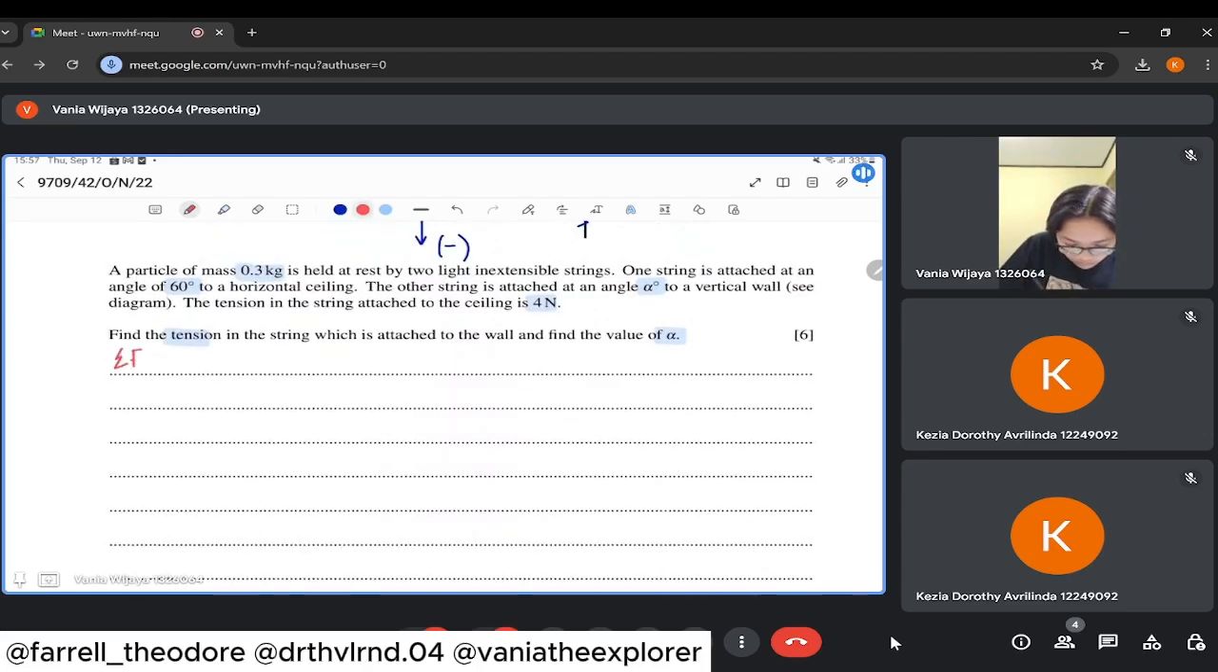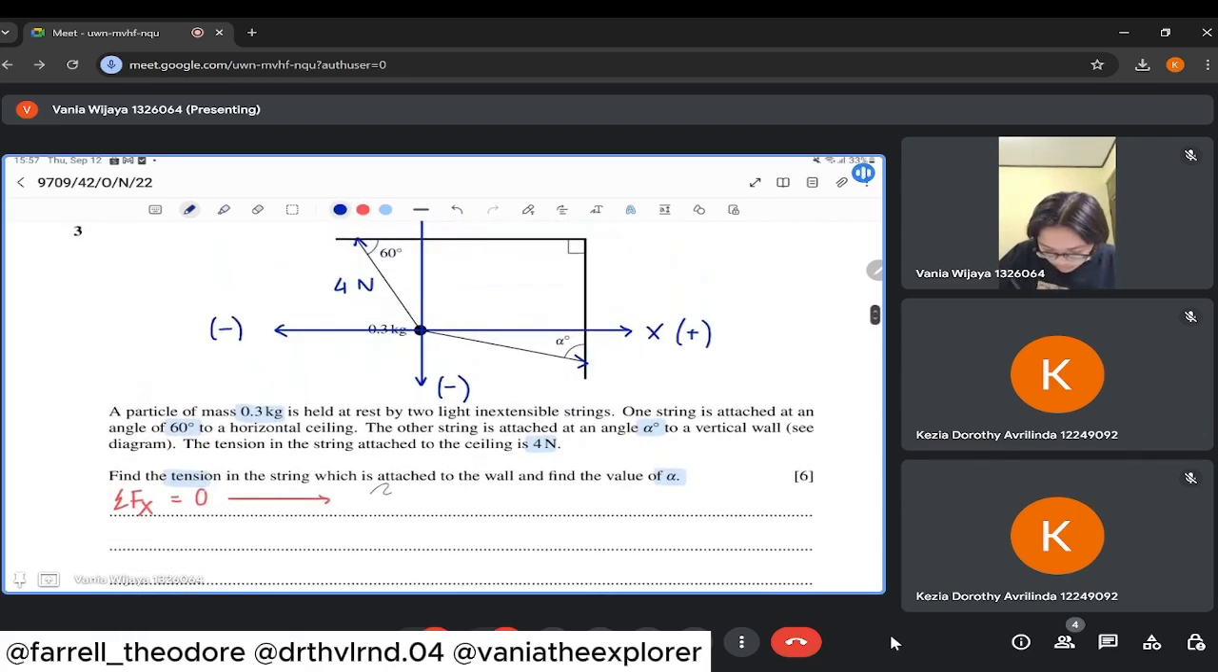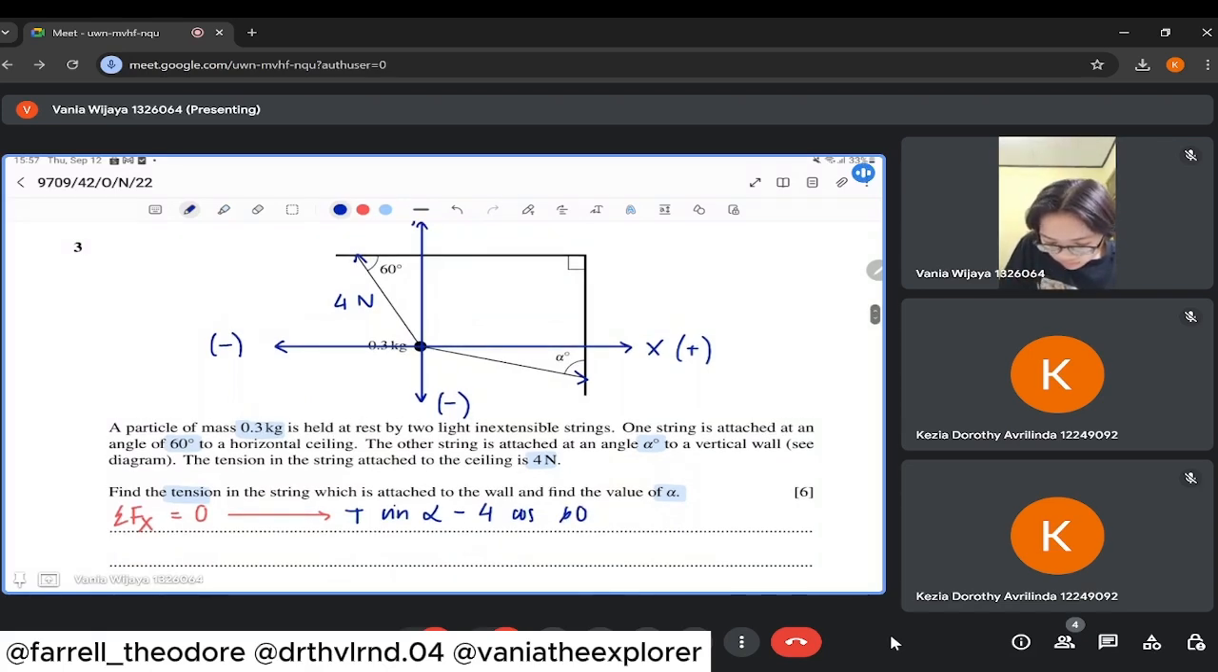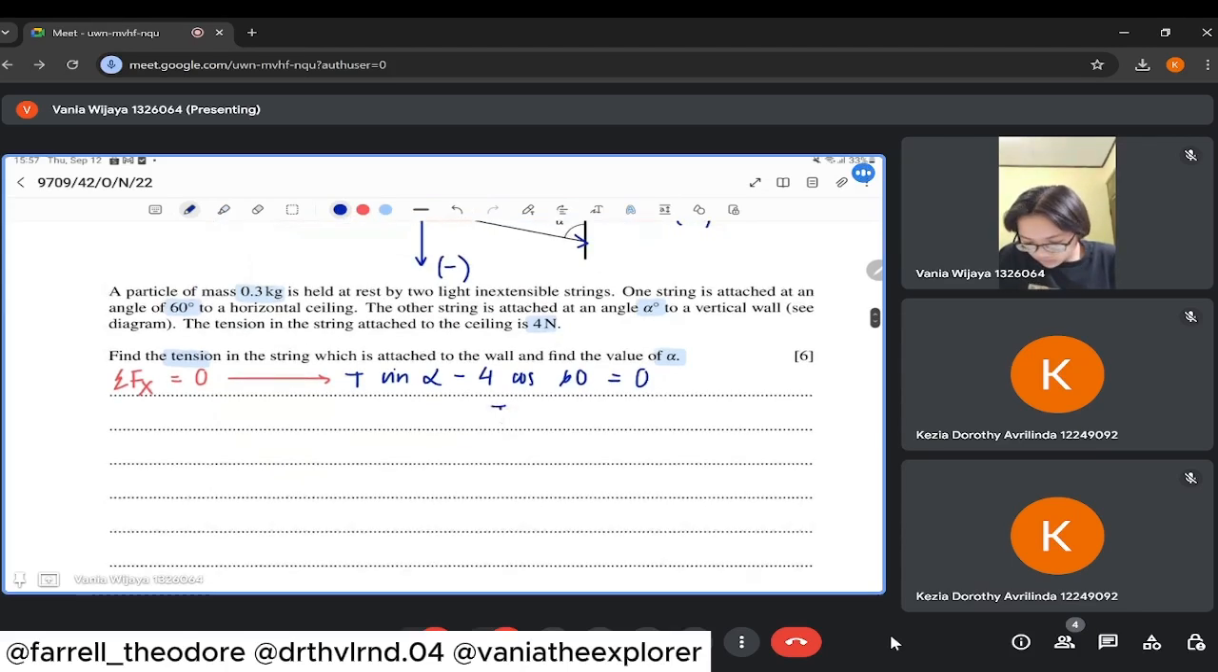For the X component, it is going to be T sine alpha, which is going here, and negative 4 cos 60. It's negative because it's going in this direction. Going to be 0. T sine alpha is going to be the value of 4 cos 60, which is 2.